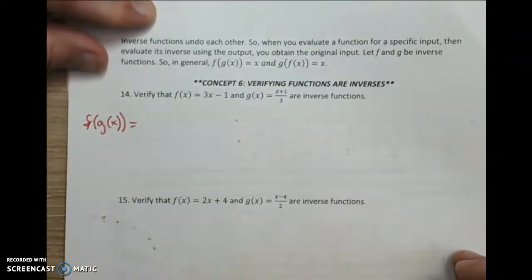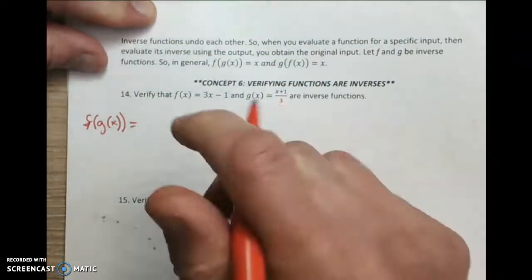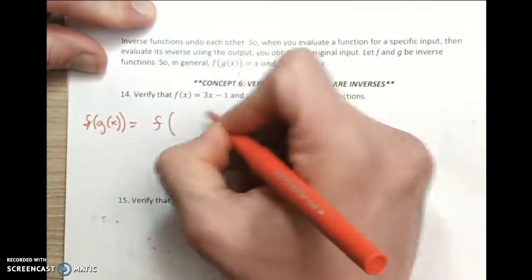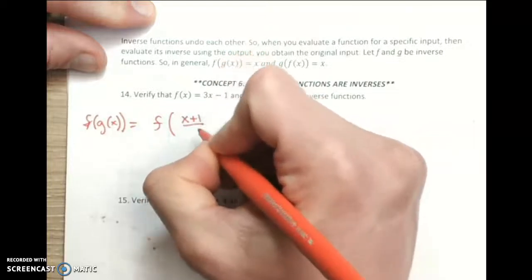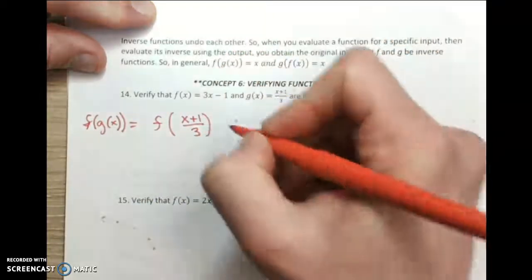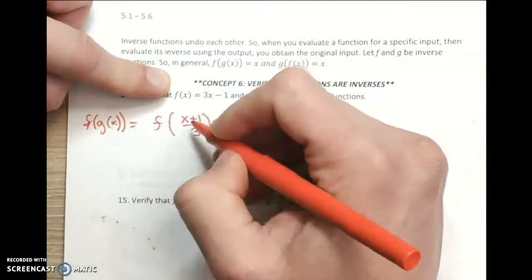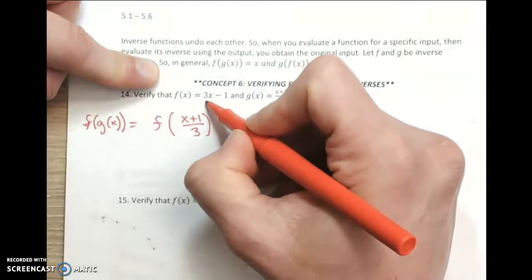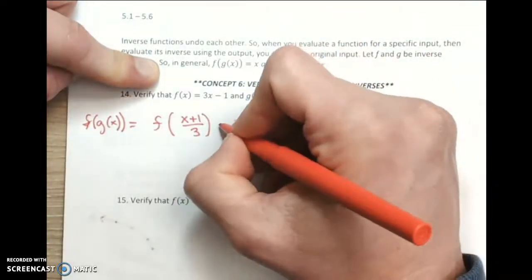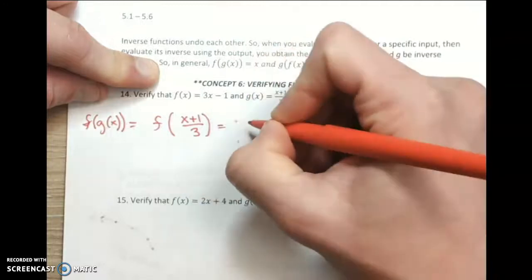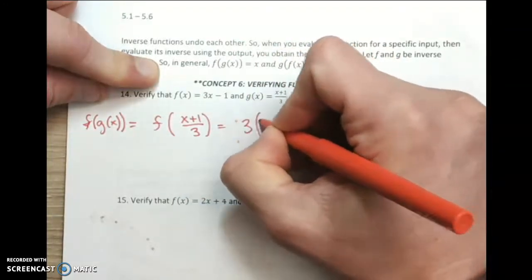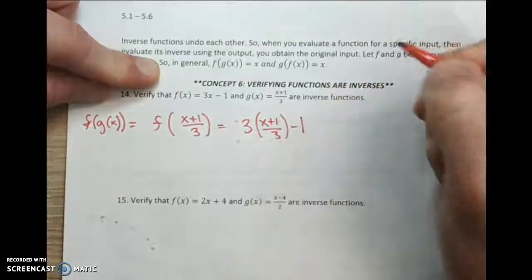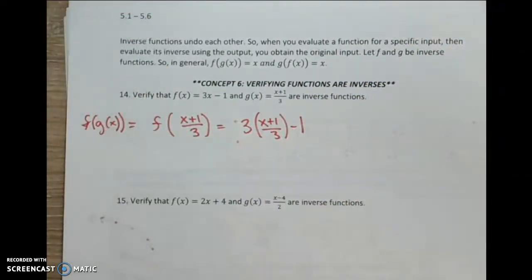So I take the g of x, and I'm going to say f of g of x, which is the x plus 1 over 3. Now I'm going to take that g of x, this x plus 1 over 3, and plug it in for x in the f of x function. 3 times (x plus 1 over 3) minus 1. Okay, so there's f of g of x.